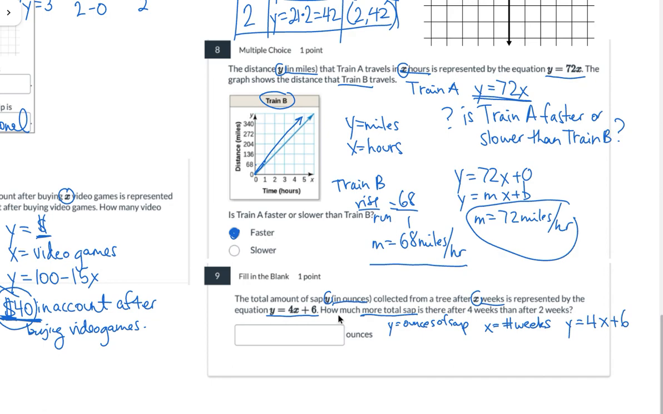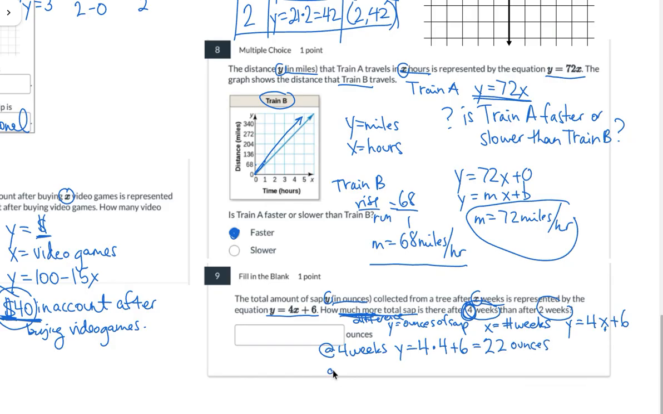And the question is, they want to know if I looked at how much sap was in 4 weeks, and then I looked at the sap after 2 weeks, how much was the difference? So when I see how much more, I'm going to think difference, because I'm going to have to subtract. So I'm going to take this 4 weeks and plug that in. See how x is for weeks? I'm going to plug it in for that x. So at 4 weeks, y equals 4 times 4 plus 6, which is 22 ounces of sap.